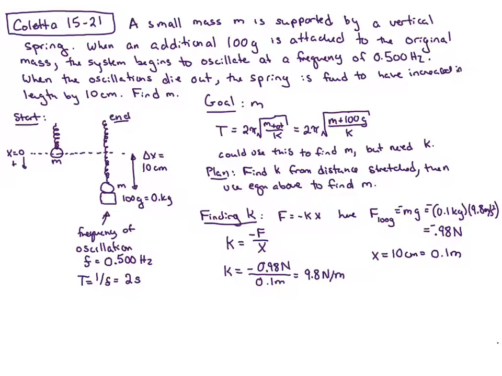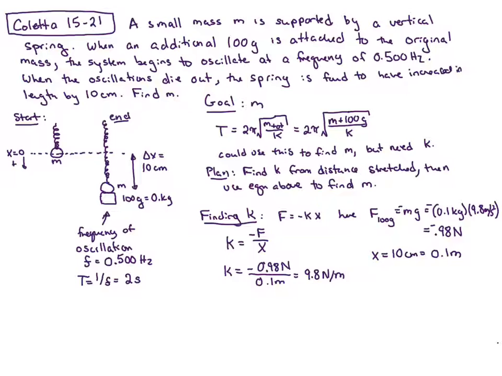All right, so for finding k, I start with force equals minus kx, our general force equation for a spring. And in this case, I use this as my equilibrium for x, and then F is any additional force beyond this equilibrium position. So the additional force comes from the weight of this 100 grams, which is here minus 0.98 newtons. Okay, so what I do is I want to solve this for k.